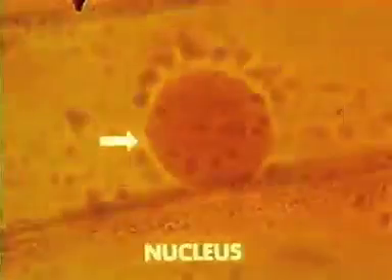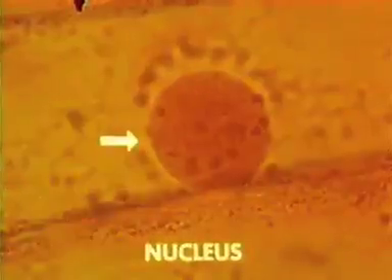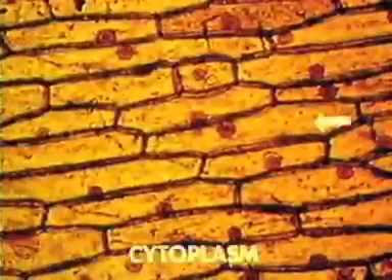Inside the cell is a small spot called the nucleus. The nucleus is the control center. The material between the membrane and the nucleus is the cytoplasm.